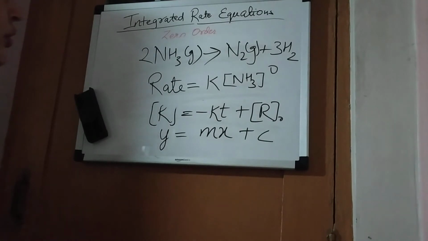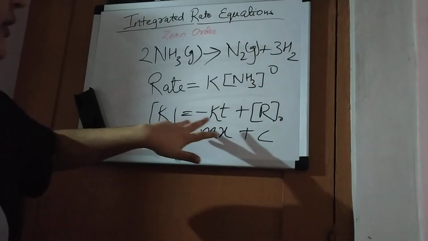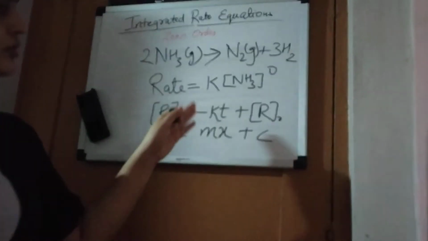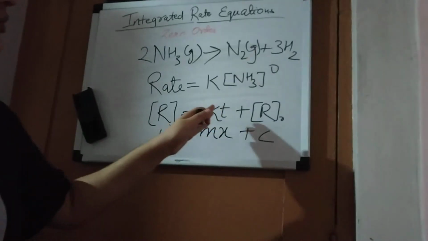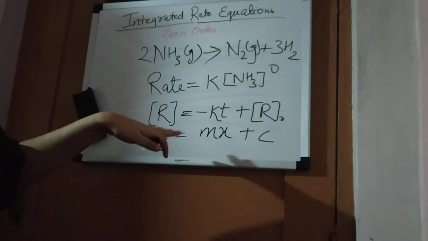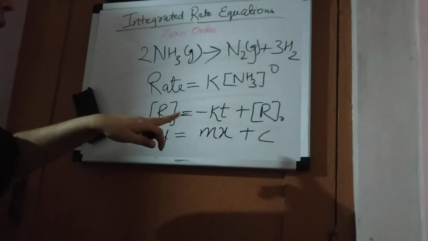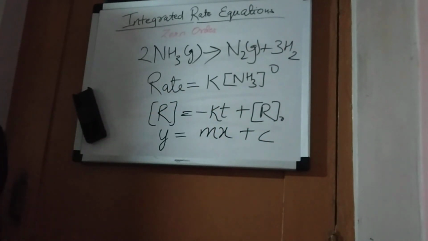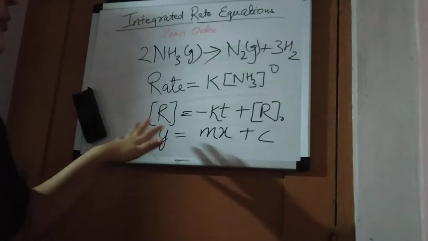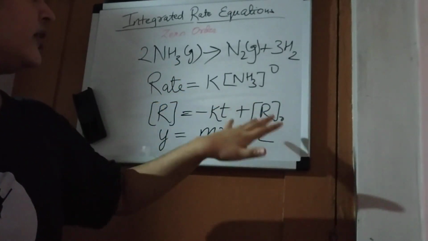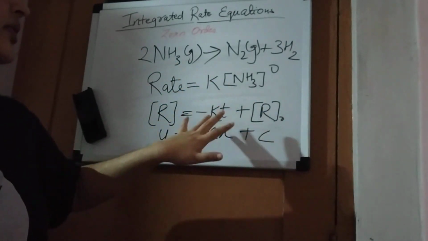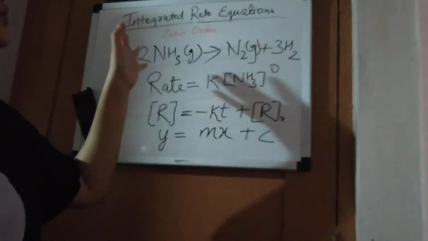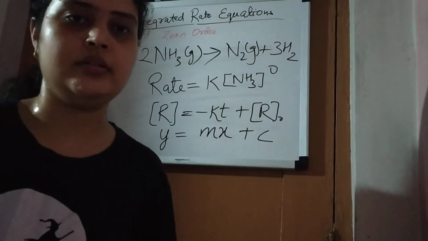Also you can find k from this integrated rate law equation, that is [R] equals minus kt plus [R] naught. So k will be equal to ([R] naught minus [R]) upon t. In this way we have established the relation between concentration at different times with respect to k. So this was the integrated rate law equation for zero order reaction.